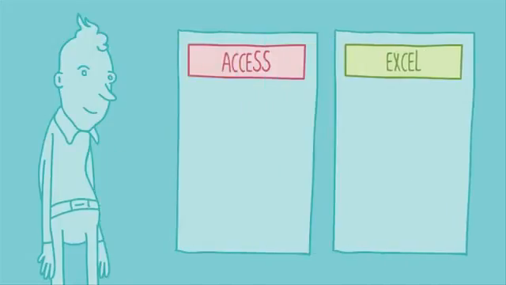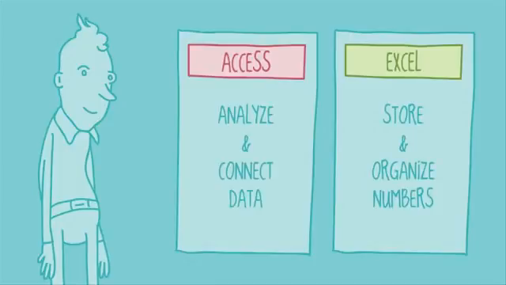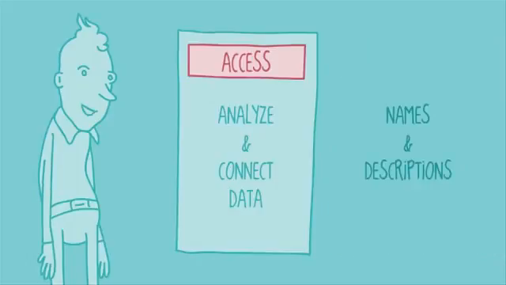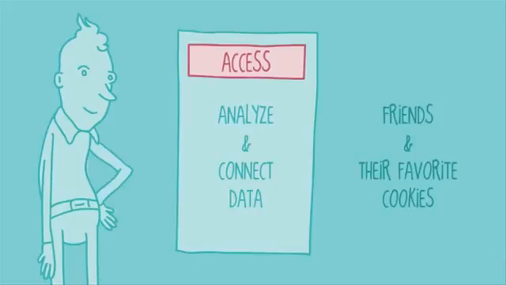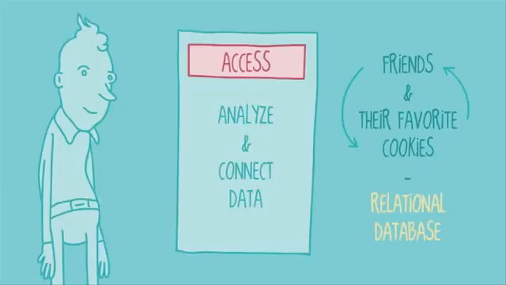Let's compare. While Excel is great at storing and organizing numbers, Access is better at analyzing and connecting other types of data. For example, names and descriptions, or your friends and their favorite cookies. The databases you'll be working with in Access can actually understand how different lists and their contents relate to one another. We call this a relational database, for its ability to understand relationships, and it's really what sets Access apart.